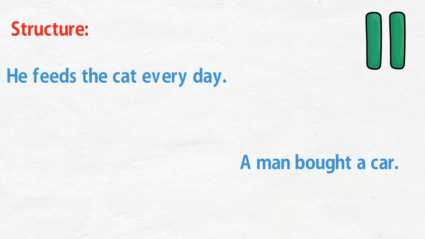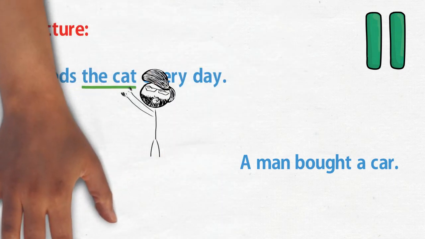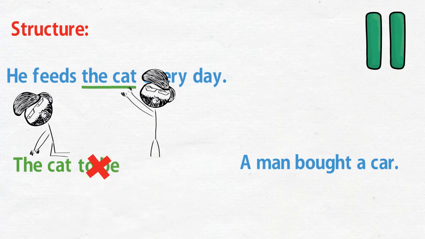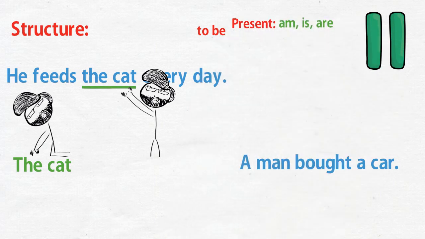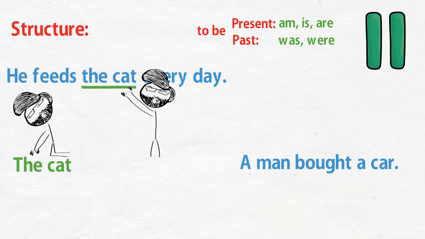Okay, now let's take a look at what changes we need to make in order to transform these sentences into passive. In the first sentence, we take the object of the sentence and place it at the beginning. There we go. Now the next thing we need is verb to be. However, we can't just use it like that. We need to change it a bit. We need to know whether to use the present simple form of it, am, is, are, or the past simple form, was or were.